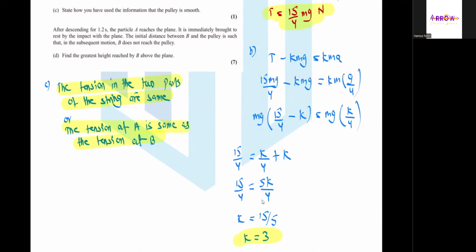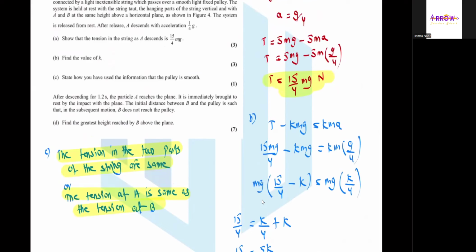On both sides of the equation, I can take mg as common, so mg can be eliminated. Taking mg as common, we have mg multiplied by 15 over 4 minus k equals mg into k over 4. So mg and mg got cancelled out. This means that 15 over 4 equals k over 4 plus k. So 15 over 4 equals 5k over 4. 4 and 4 got cancelled out. Therefore, k equals 15 over 5, which equals 3. So the value of k is 3. So here was the working for part B.